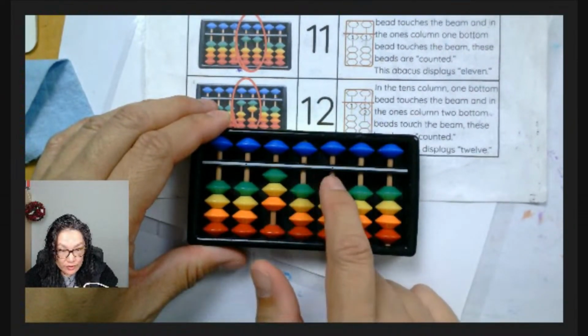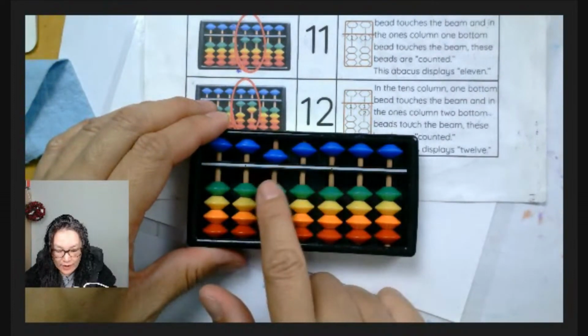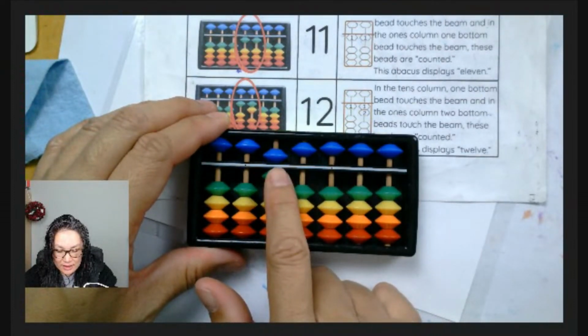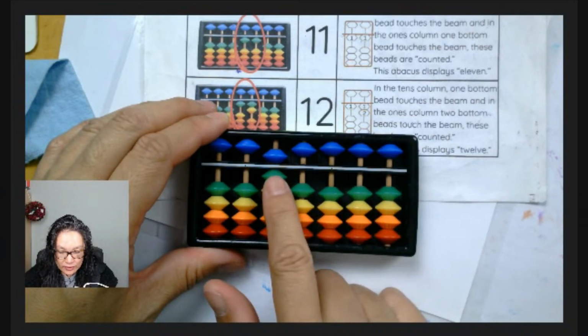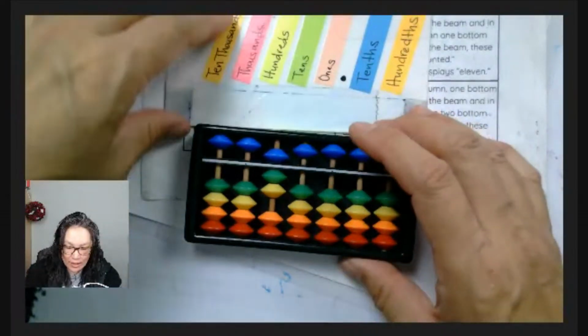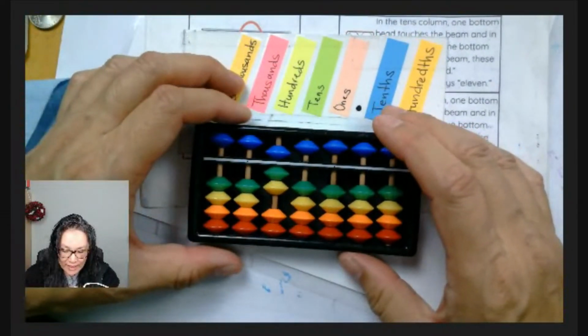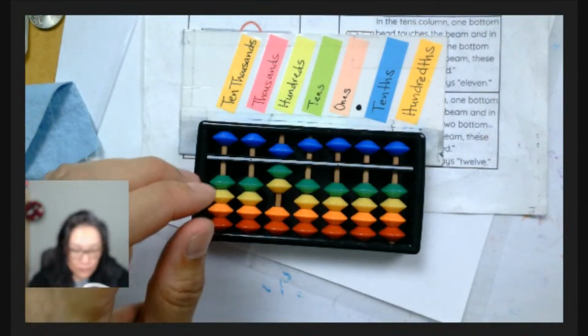300, 400, 500, 600, 700, right? Does that make sense? So what we're doing is we're just counting on every column. When we count, it's exactly the same except that it is in a different place value. Start over? Yeah, sure.